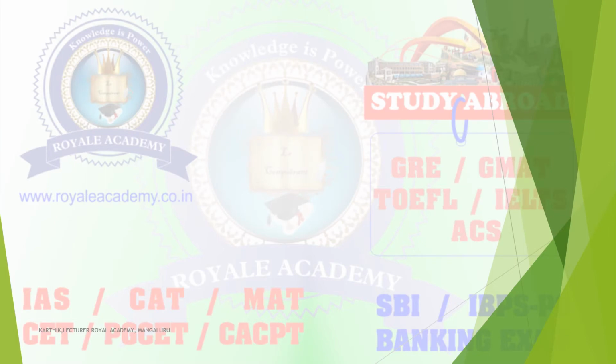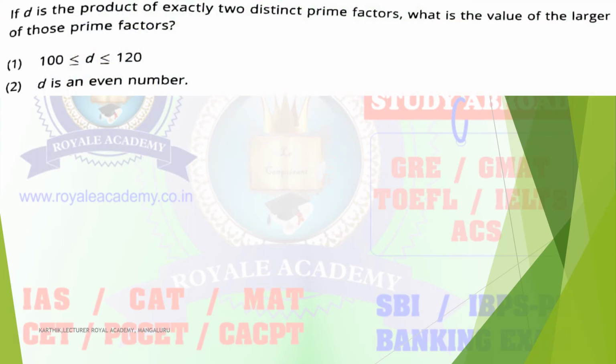So next question. If D is the product of exactly two different prime factors, what is the value of the larger of those prime factors? So you have to find out the larger prime factor. So you have to find out the value of D. D is a product of exactly two different prime factors. Two different, distinct, is nothing but different prime factors.